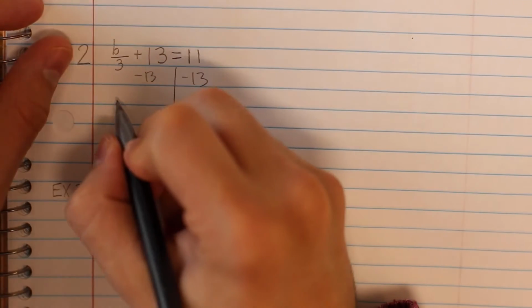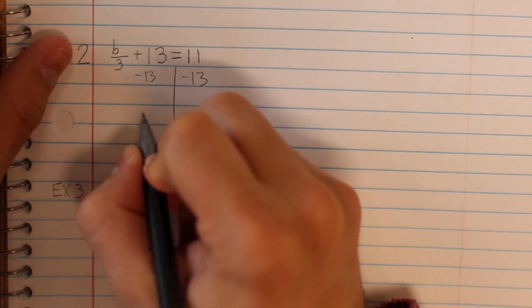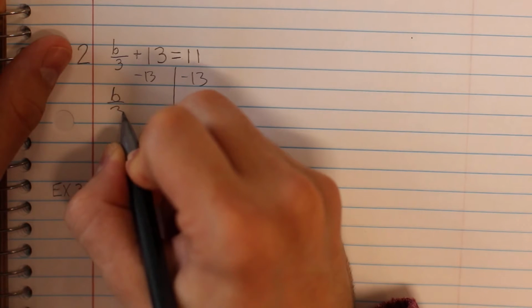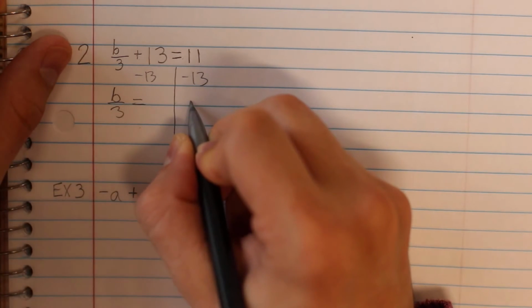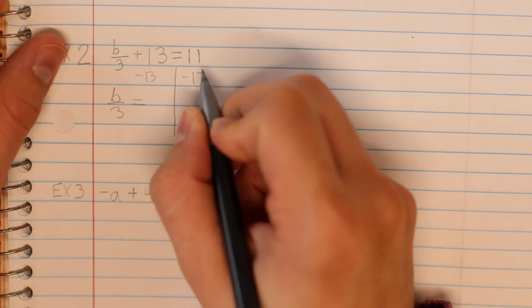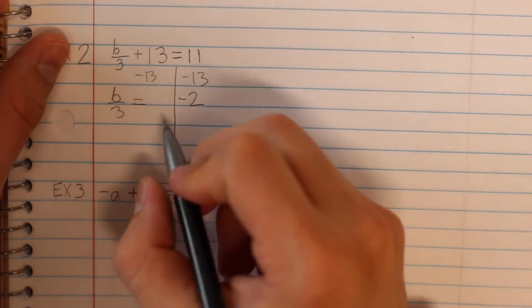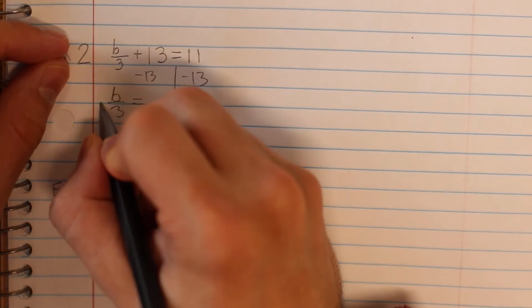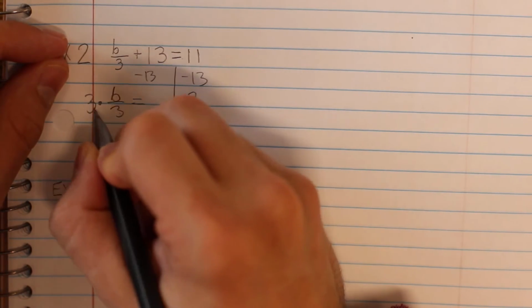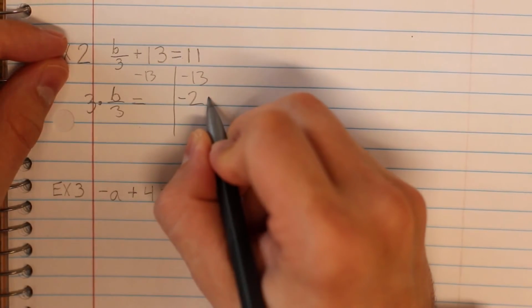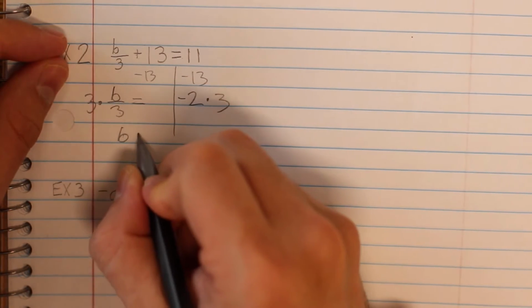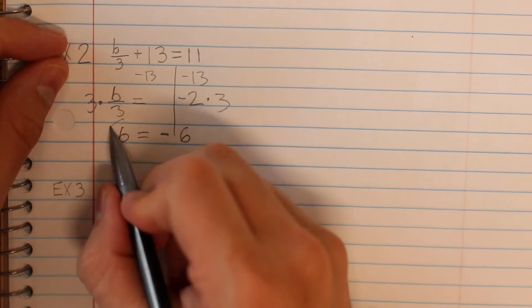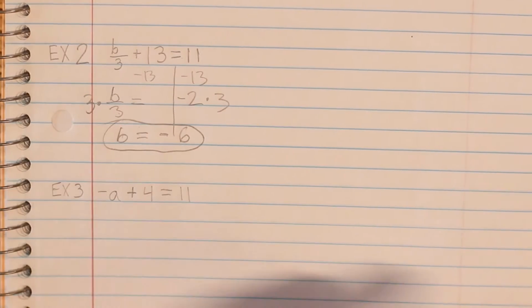okay? You end up with b divided by 3 is equal to, what is it going to be equal to? Well, if you subtract this, you end up with negative 2. Now, in order to get rid of the 3, we're going to have to times by 3. In order to get rid of, not negative 3, but the divide by 3, we times by 3, both sides. And you end up with b is equal to negative 6, okay? So you get negative 6 as your answer.